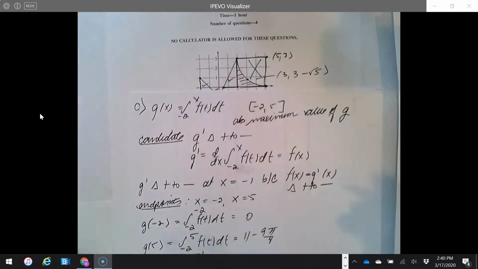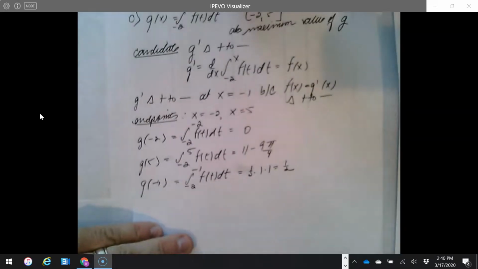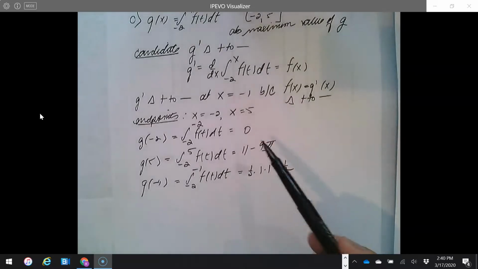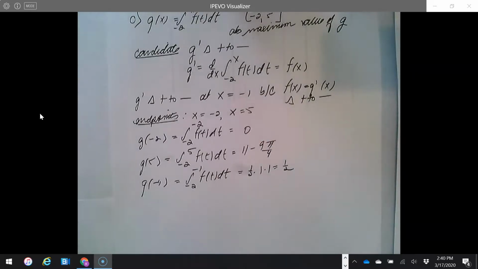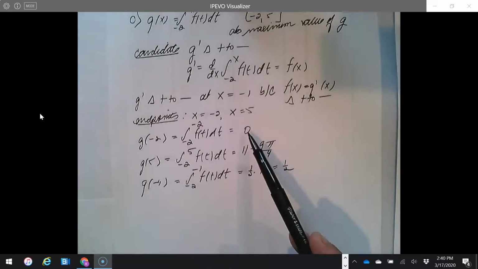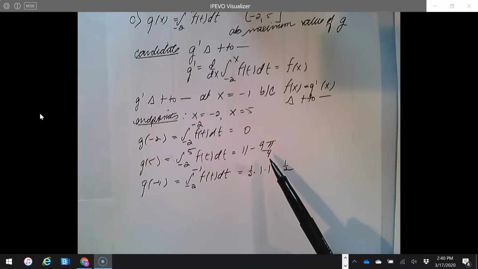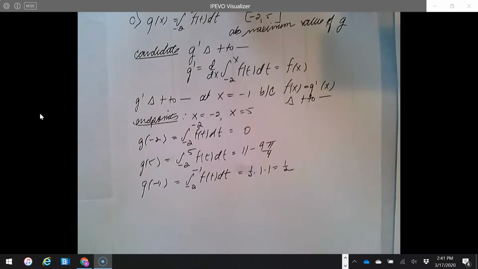The area is going to be 1/2 times the base times the height, which is 1/2. So now here's the part that's going to be a little bit tricky: you've got 3 different values. Which of these is the absolute maximum value? Well, it's clearly not 0 because 1/2 is larger, but now you're going to have to go through the mental gymnastics here and think about 9 pi over 4.